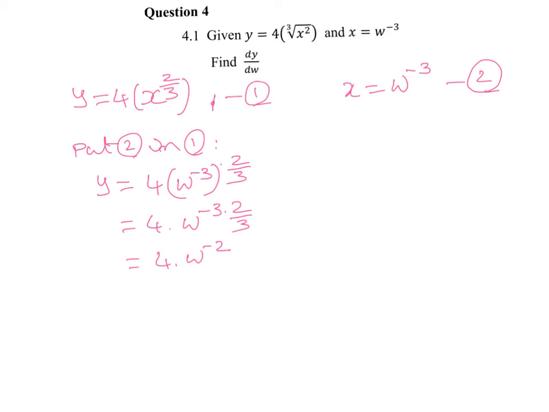Now I got a function y in terms of w. Now I can apply dy over dw. That is 4 times negative 2 w. I reduce the power by 1. So it's negative 8 w to the power of negative 3. You can straight away write the answer. So very important here is the dependent variable and independent variable. So here y is a function of x and x is a function of w. So I have to make y in terms of w, and that is the key here.